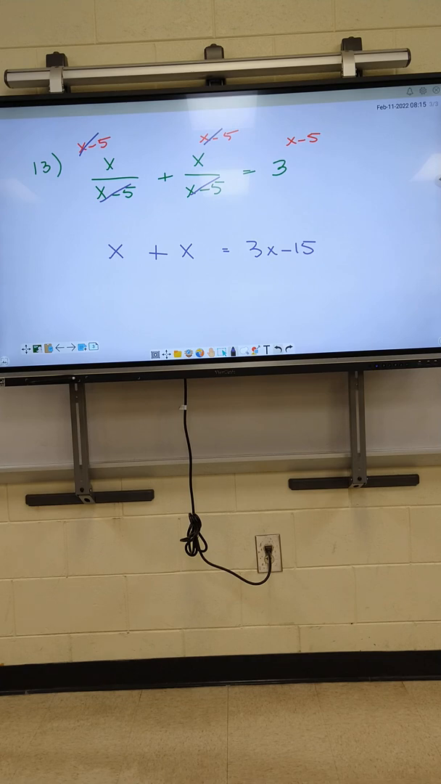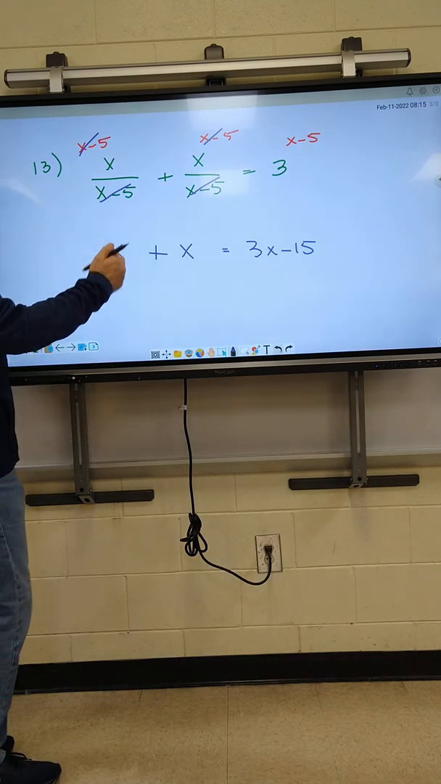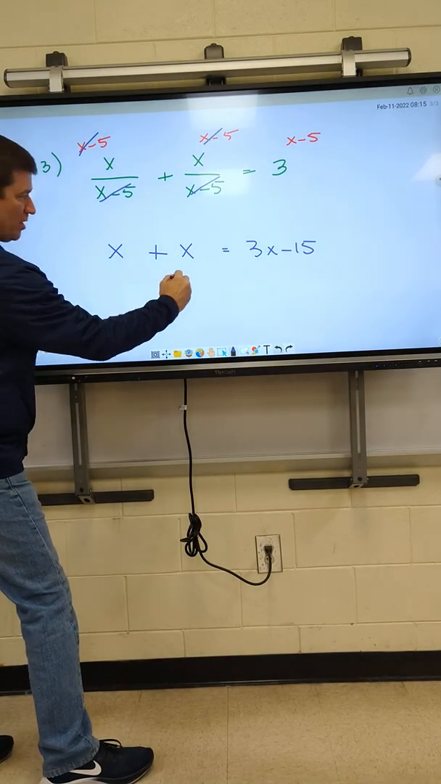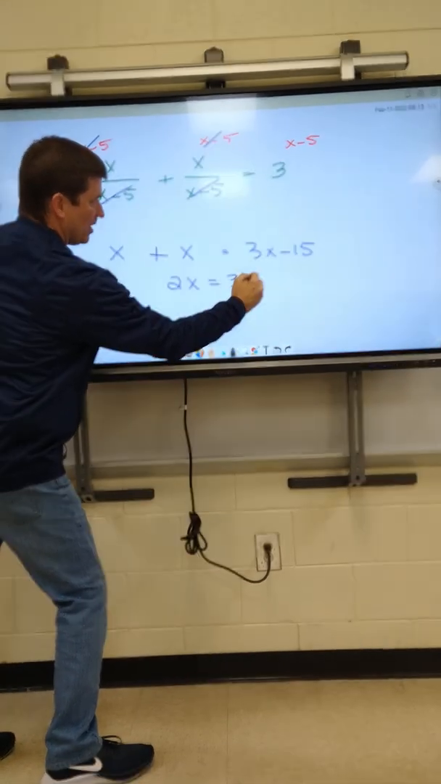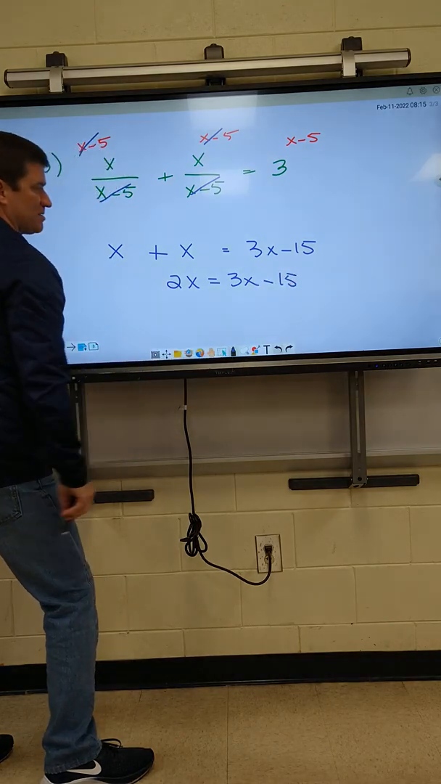Alright, so will we do quadratic formula on this one? Nope, because there's not an x squared, we just do our like terms. Add these two up, you get 2x equals 3x minus 15. That's the first step.